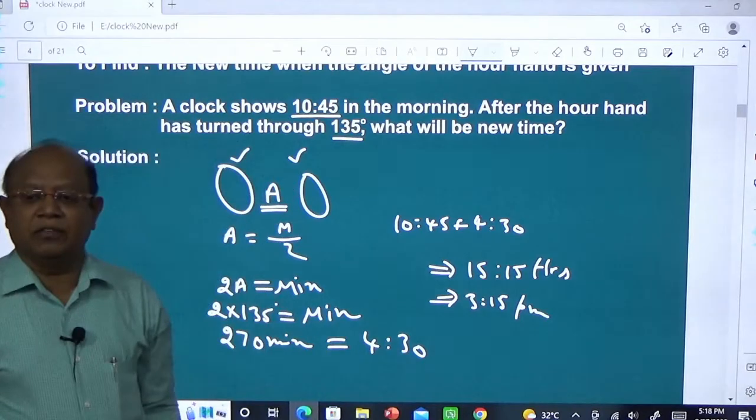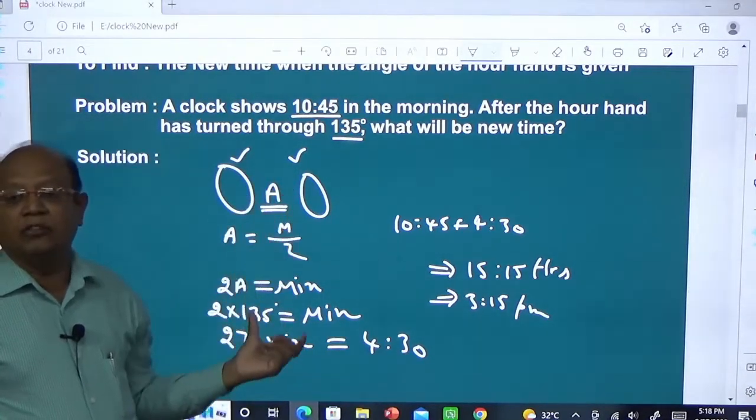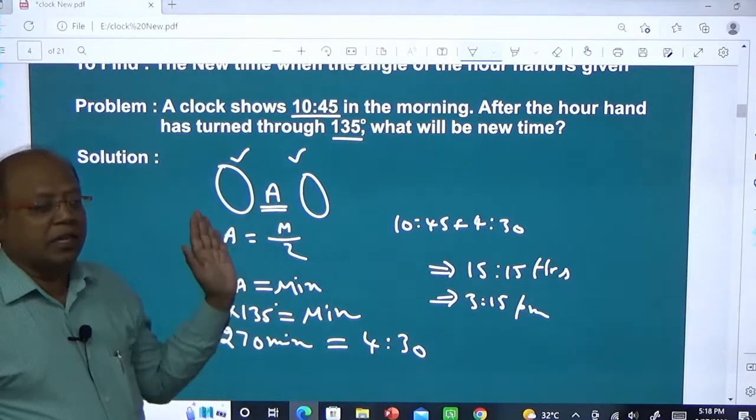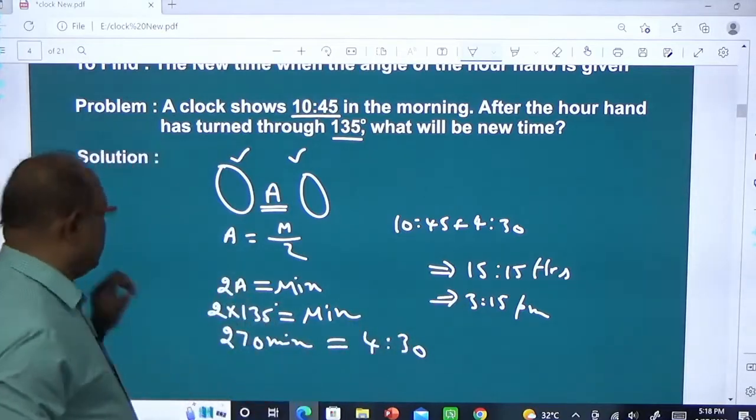So, here what we have done: the initial time is given, we have converted the angle into minutes, and that much duration we have to go ahead to get the new time.